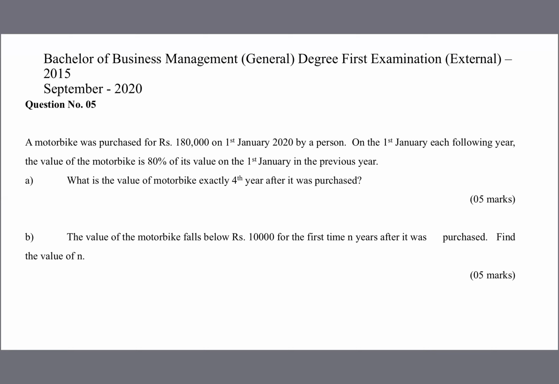The question says a motorbike was purchased for rupees 180,000 on 1st January 2020 by a person. On the 1st January each following year, the value of the motorbike is 80% of its value on the 1st January in the previous year. Be careful to understand, right?